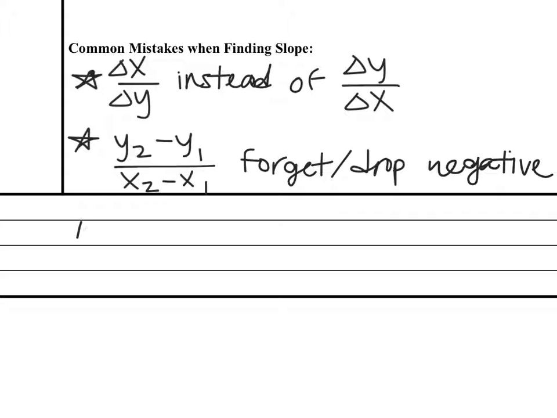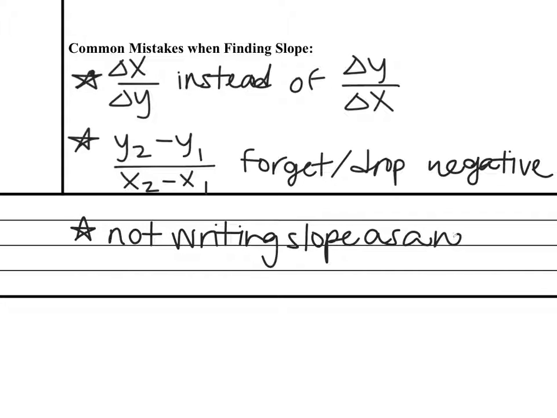And then lastly, not writing the slope as a negative when it should be. That applies to a graph, that applies to a table, that applies to 2 points. I say it all the time. We got the right numbers, but the negative sign all of a sudden disappears. Or we forget to look at the graph and notice it's negative, and so we don't add that negative sign. Those are the 3 things I see.